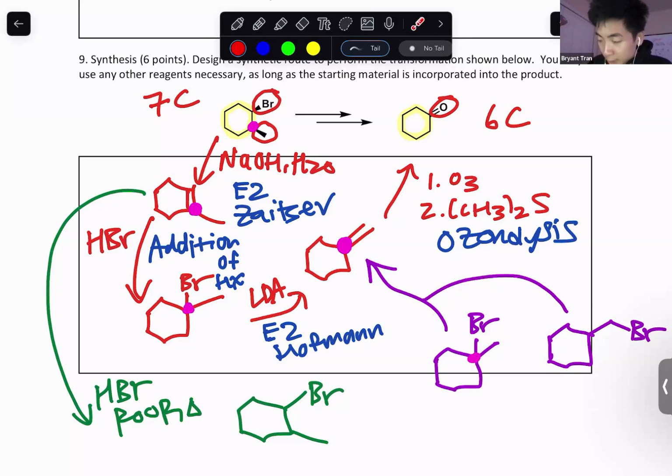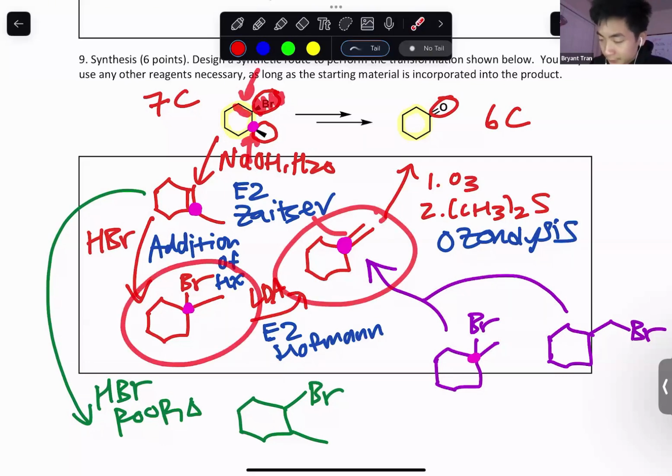The reason why I don't do E2 Hofmann is because I would have made the less substituted alkene, which is here, which is farther away than this pink carbon, right? It does not touch this pink carbon. This E2 Hofmann alkene does not touch that pink carbon, which gets further away from this desired intermediate we want in the synthesis.